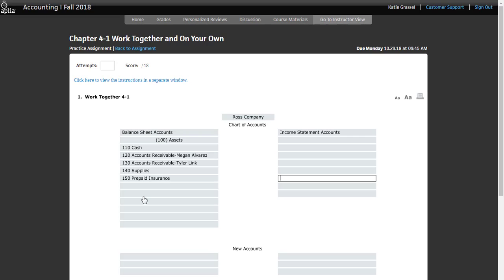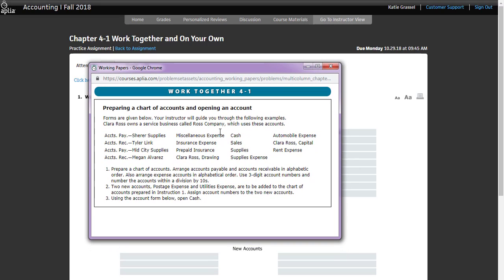Any other assets? No. What are my other 2 classifications that go on my balance sheet? Assets, liabilities, owner's equity. So I'm done with my assets, so I have to put in parentheses 200 for liabilities. Now, my liabilities are easy to identify because they always have what word in it? Payable. So I have 2 accounts here.